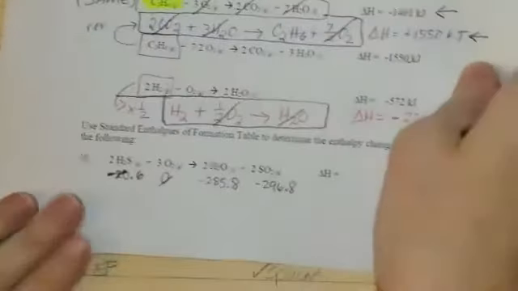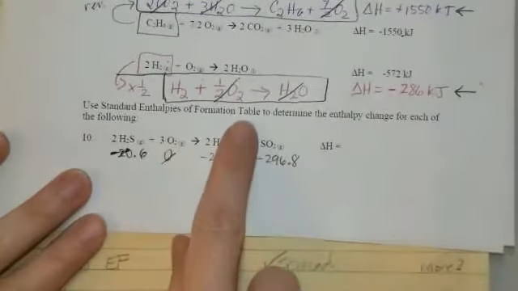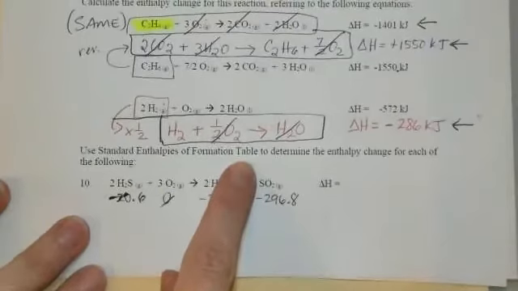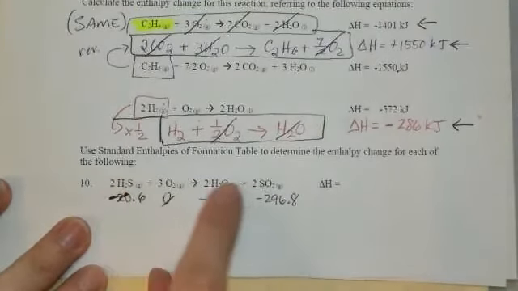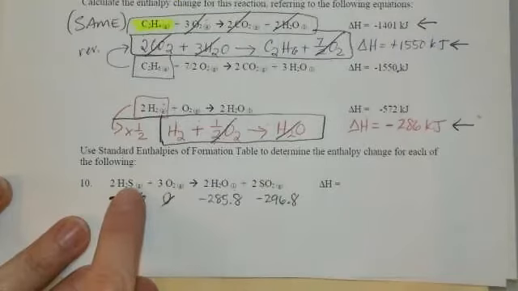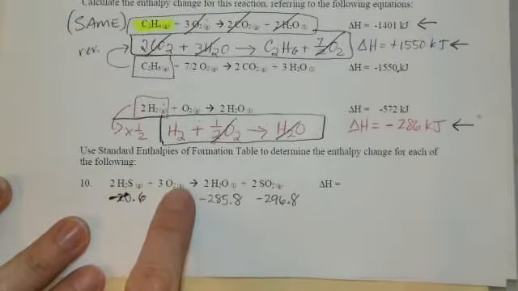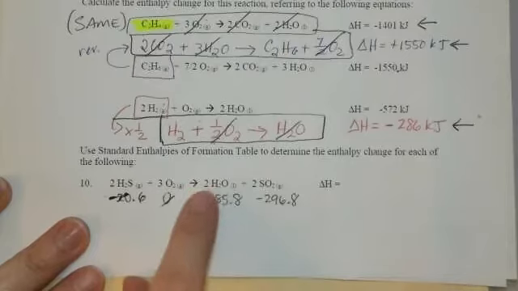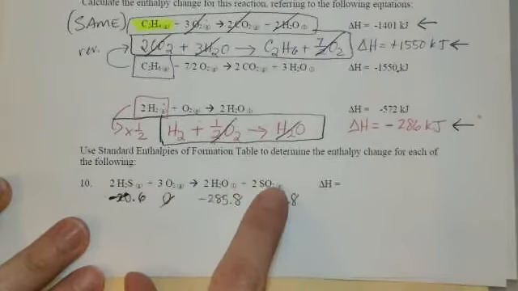So for this question, number 10 on the worksheet, it says use the standard enthalpies of formation table to determine the enthalpy change for the following. We've got this reaction. We are going to consume 2 moles of H2S and 3 moles of O2, and we're going to produce 2 moles of water and 2 moles of SO2.